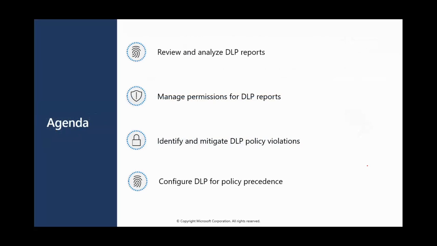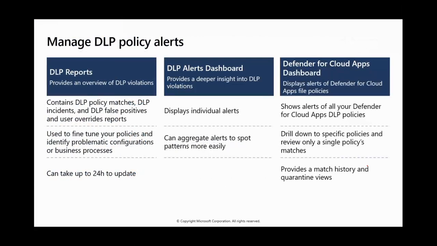We're going to be able to review and analyze data loss prevention reports. We are going to be able to manage permissions for data loss prevention reports. Also, once we review, analyze, and manage permissions in DLP, we are going to identify and mitigate the policy violations, and finally configure the DLP policies for policy precedence. So let's get the ball rolling in this new lesson.